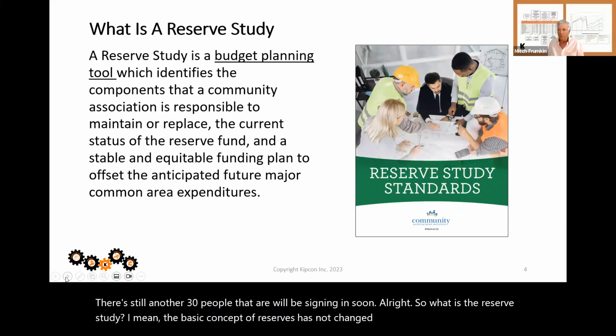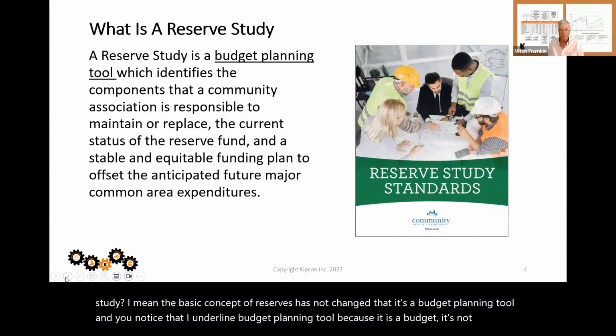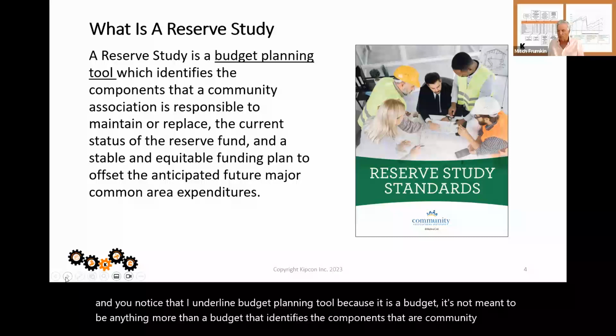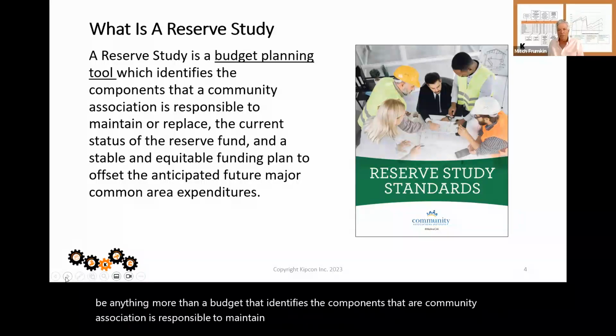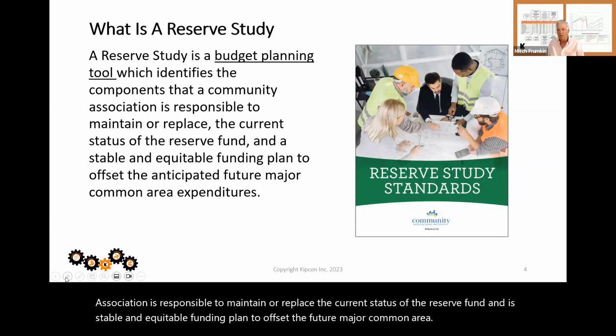It's a budget planning tool. And you notice that I underline budget planning tool because it is a budget. It's not meant to be anything more than a budget that identifies the components that a community association is responsible to maintain or replace, the current status of the reserve fund, and a stable and equitable funding plan to offset the future major common area expenditures. So that's what it is.